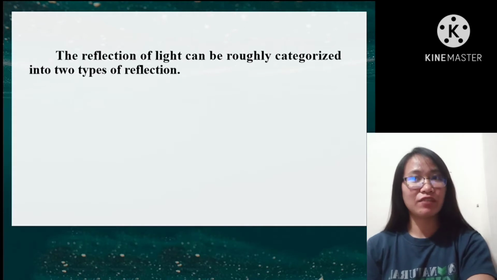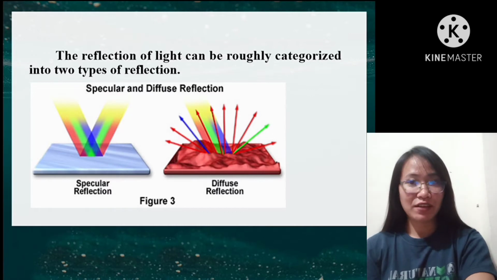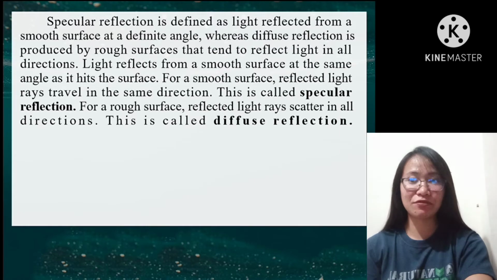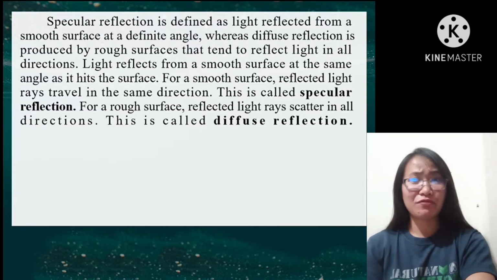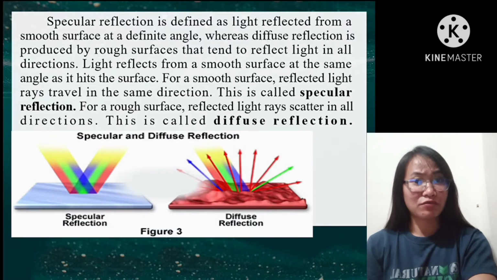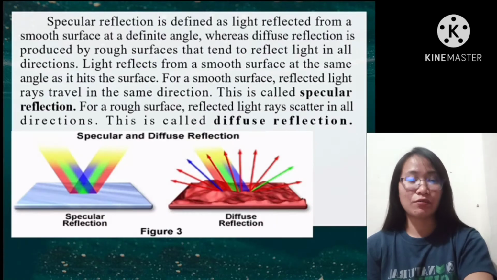The reflection of light can be roughly categorized into two types of reflection: first, specular reflection, and second, diffuse reflection, as you can see in figure 3. Specular reflection is defined as light reflected from a smooth surface at a definite angle, whereas diffuse reflection is produced by a rough surface that tends to reflect light in all directions.